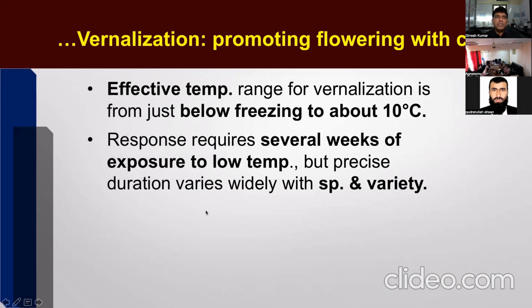So you can see the effective temperature range for vernalization. Now, what should be the temperature for vernalization? It should be from below freezing to above 10 degrees centigrade, which means the range is wide. The response requires several weeks. How long should we keep the seed under low temperature? It varies with the crop species and variety.